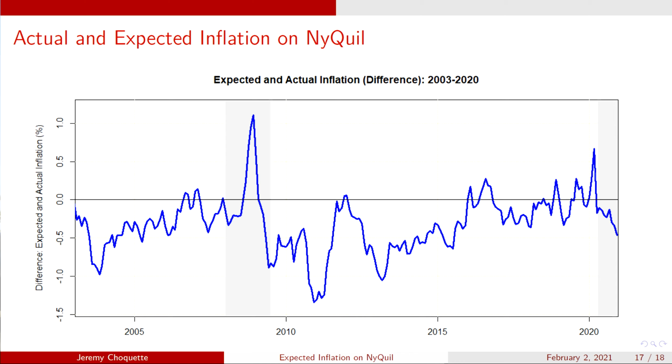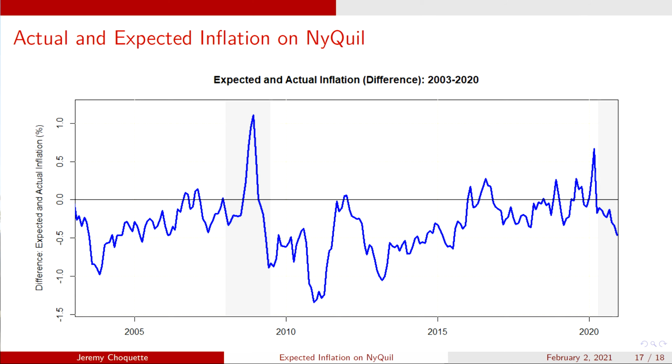This difference is negative. So anywhere that you see this blue line below zero, which is that solid horizontal black line, anywhere it's below that, right, we have actual inflation exceeding expected inflation. So inflation expectations are quite low.